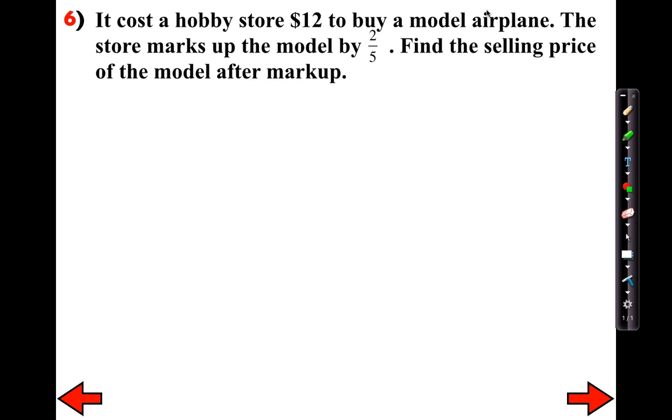Number 6, it costs a hobby store $12 to buy a model plane. The store marks up the model by 2/5. Find the selling price of the model after markup. So here they want to know the selling price. So first things first, we're going to turn 2/5 into a decimal, which we can see here is 40%, which is equivalent to 0.4.